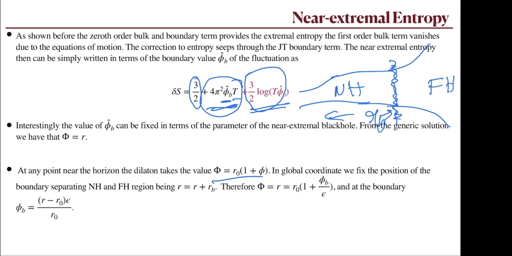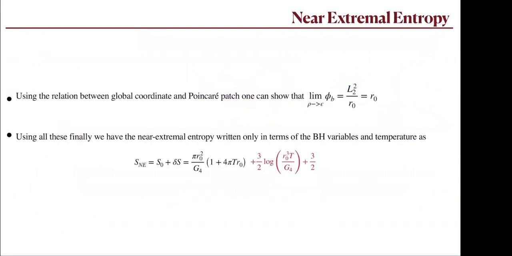At this value, I know what my phi should be, because of course phi is equal to r. And I also know that at the near horizon it should take this value. So at the boundary, your phi b, which is what you want to fix, looks like this: r minus r0, epsilon by r0. And interestingly, if you switch from global coordinates to the linear coordinate again, as rho goes to epsilon, which is towards the horizon, you will see that your phi b is only r0. r0 is basically the horizon radius again.